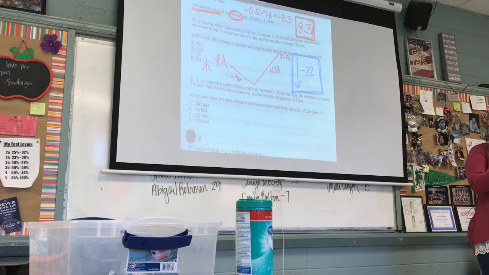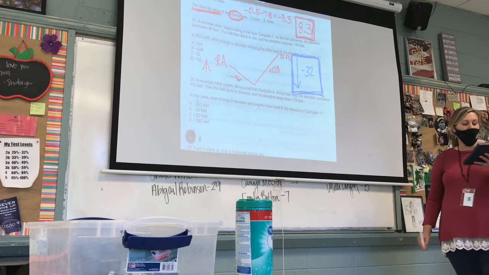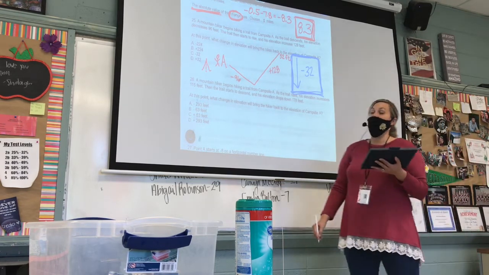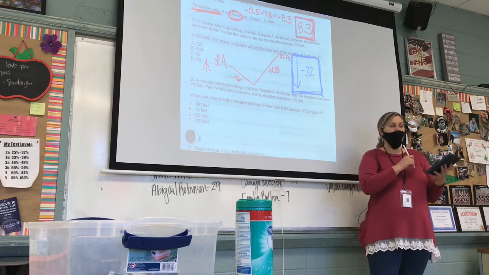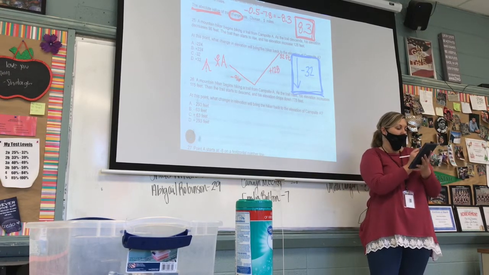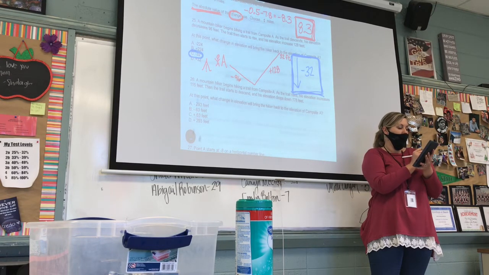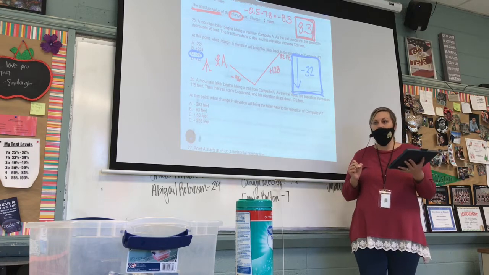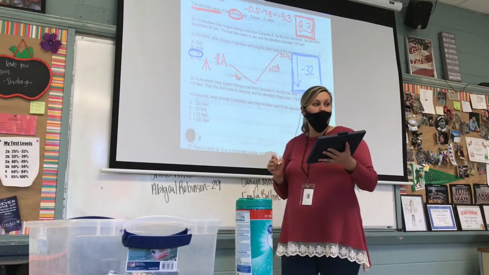He's at 32 feet. Answer choice D. But the question says, how does he get back to the elevation of his campsite? So he needs to come back down the 32 feet. So the answer choice is C. Does that make sense? Kind of tricky, but not hard, right?